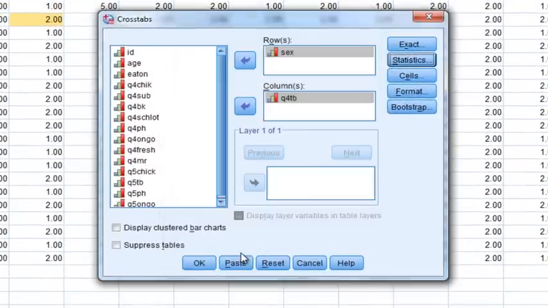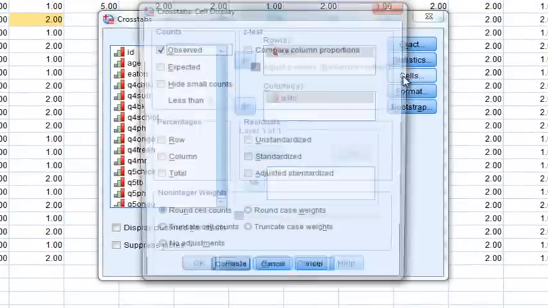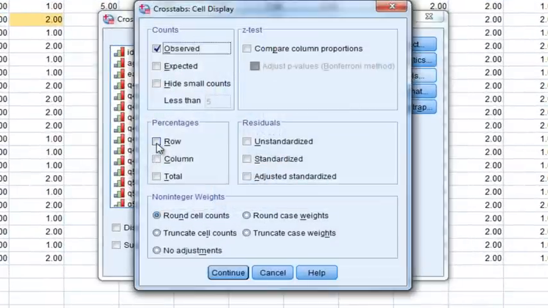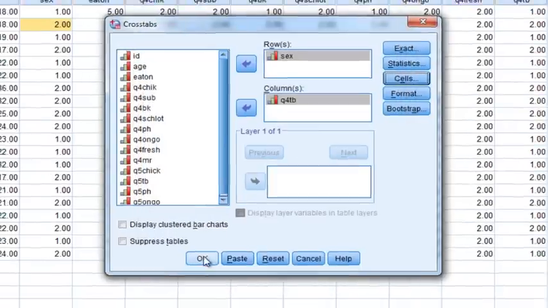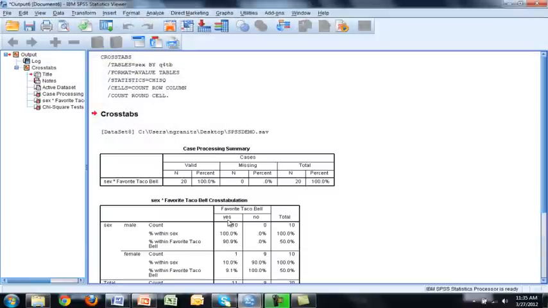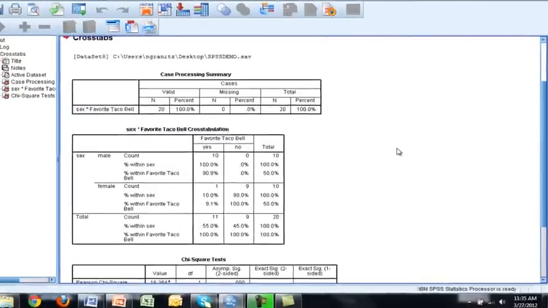Continue. Under cells, you've got to check row and column and continue. And we're ready to go. We hit OK. And we get this table. First, we don't care much about this. It's our processing summary. But here's our table.